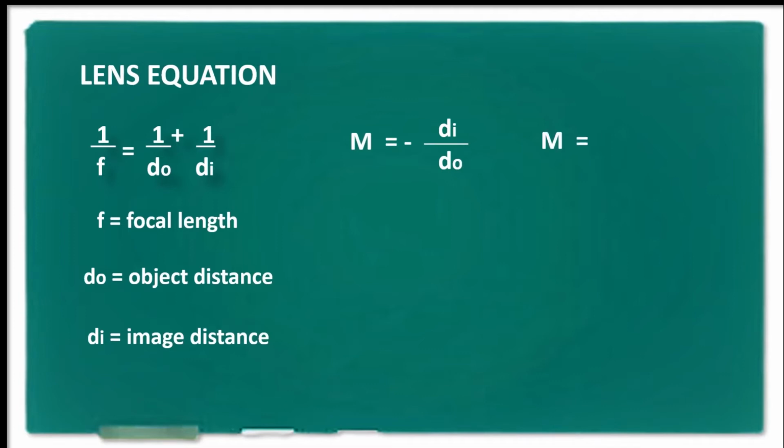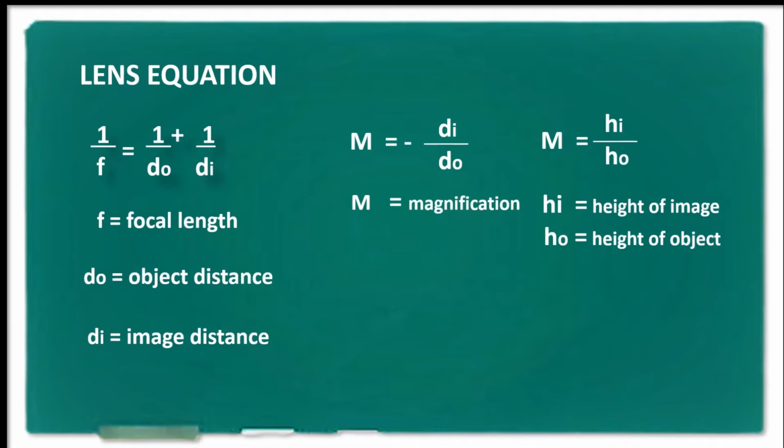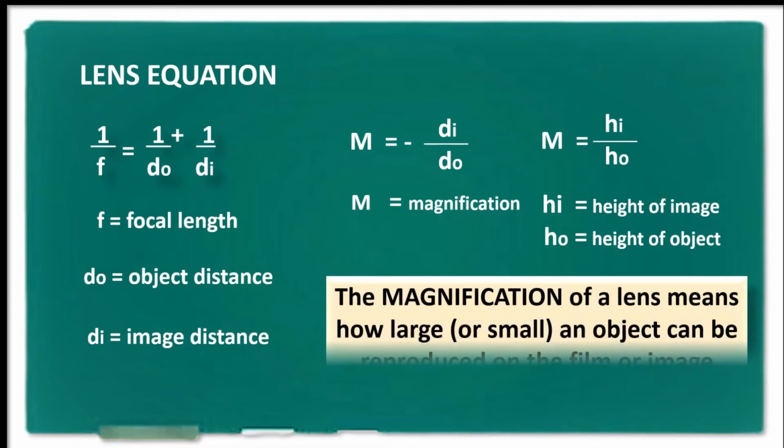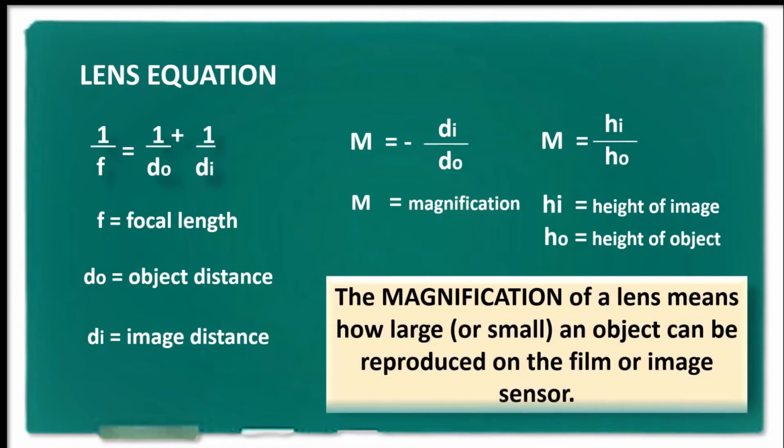We can also use the formula m equals hi over ho. M represents the magnification, hi means height of the image, and ho is the symbol for the height of the object. The magnification of a lens means how large or how small an object can be reproduced on the film or image sensor. Now, let's try to solve this problem.